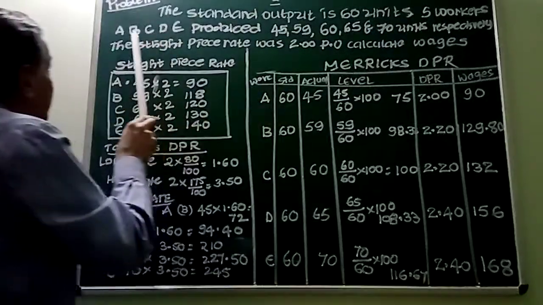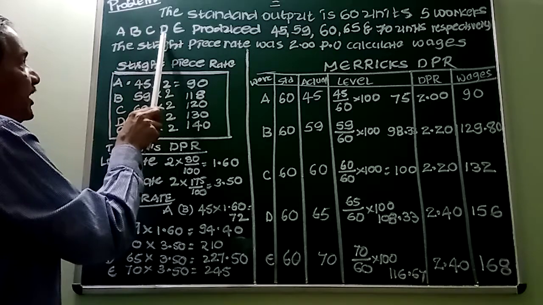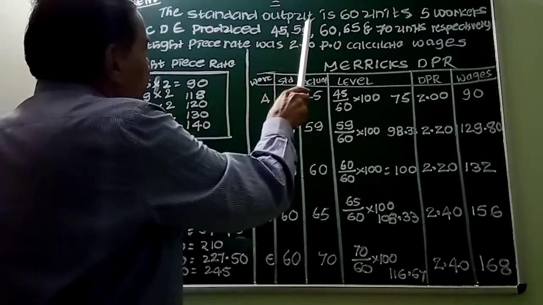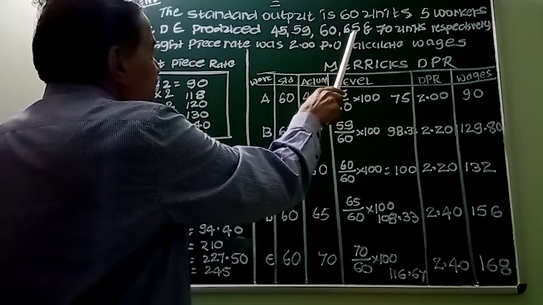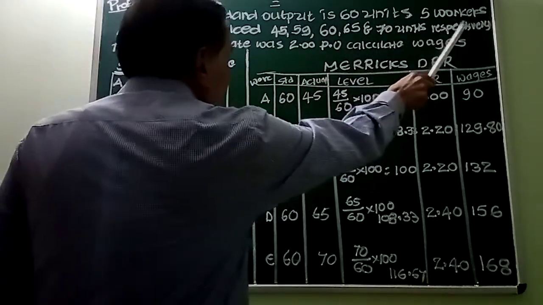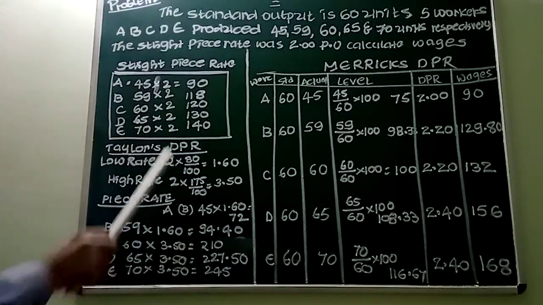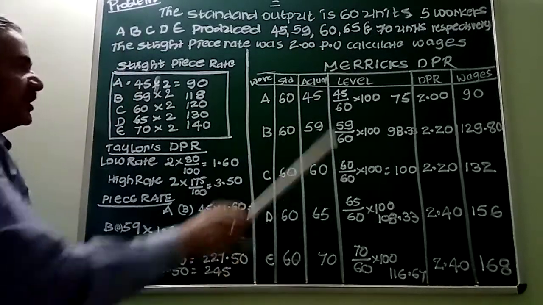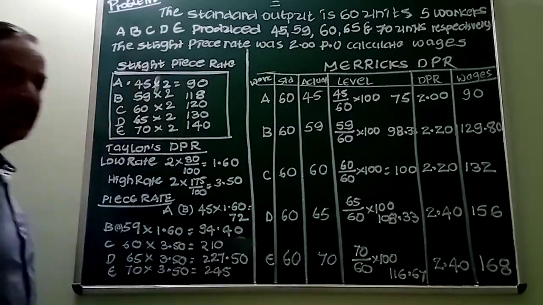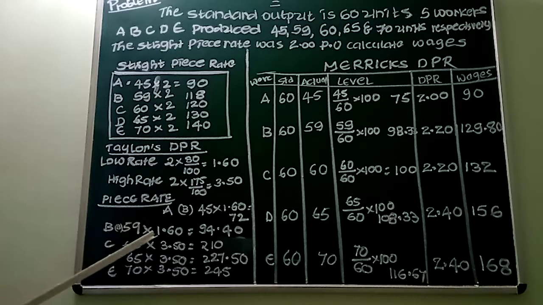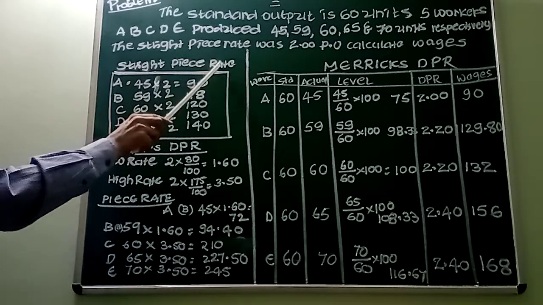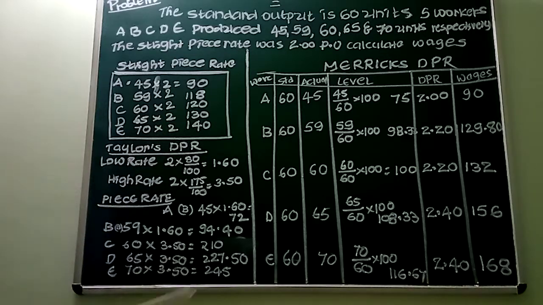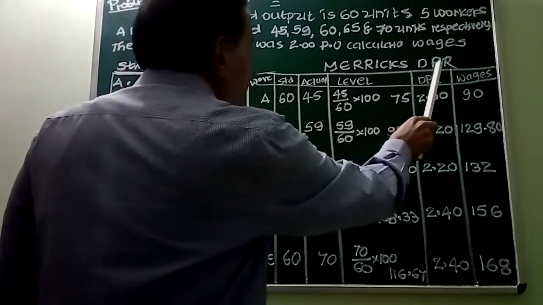5 workers, namely A, B, C, D and E, produced 45, 59, 60, 65 and 70 units respectively. The straight piece rate was 2 rupees per unit. Calculate wages under all the methods. That is, 1. Straight piece rate, 2. Taylor's differential piece rate and 3. Merrick's differential piece rate.